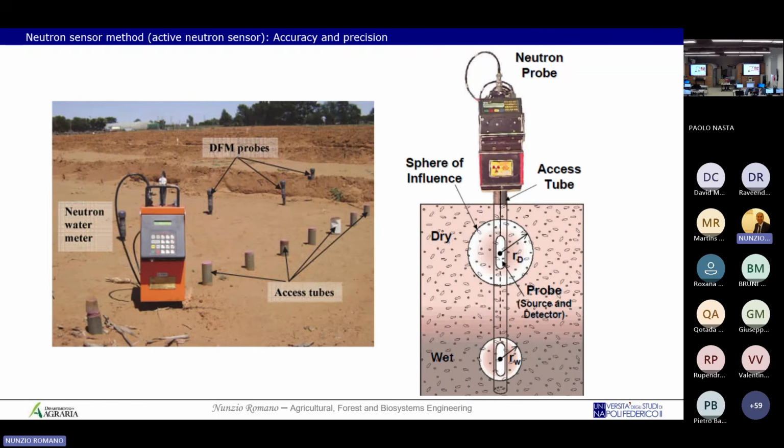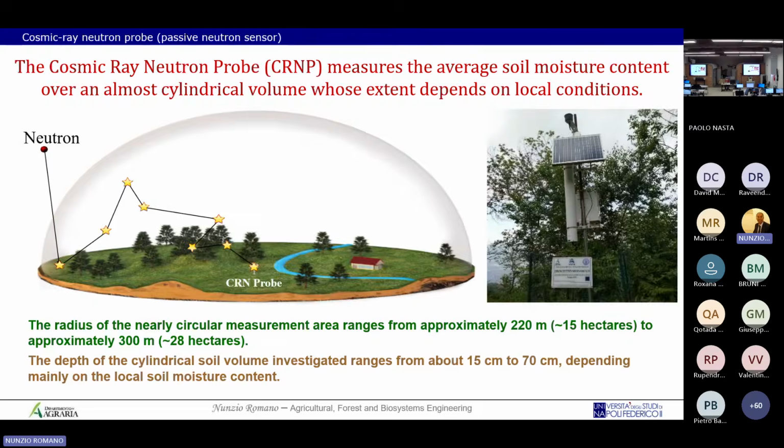about 60 centimeters. Well, I don't want to go into more detail on this, but only to help understand the cosmic ray neutron probe. This is really an advance in the measurement, a great advance in terms of soil moisture, because you have average information on relatively large areas, and you can see that here.